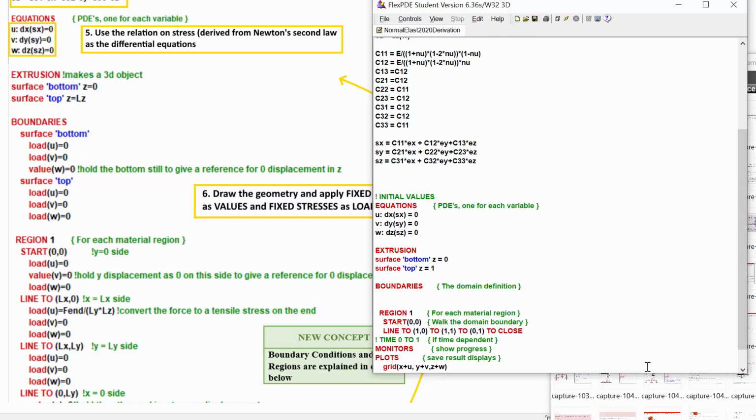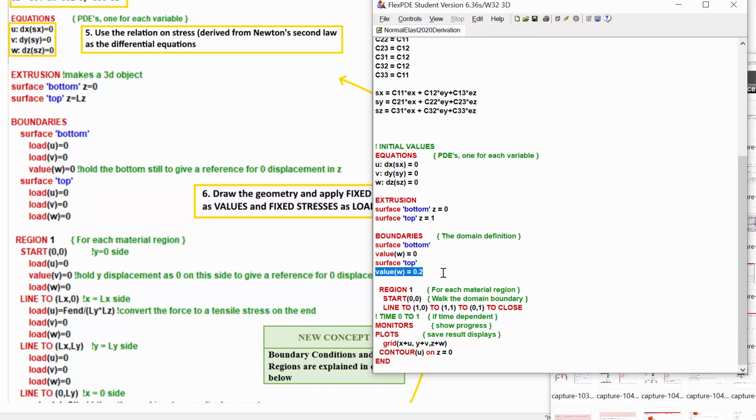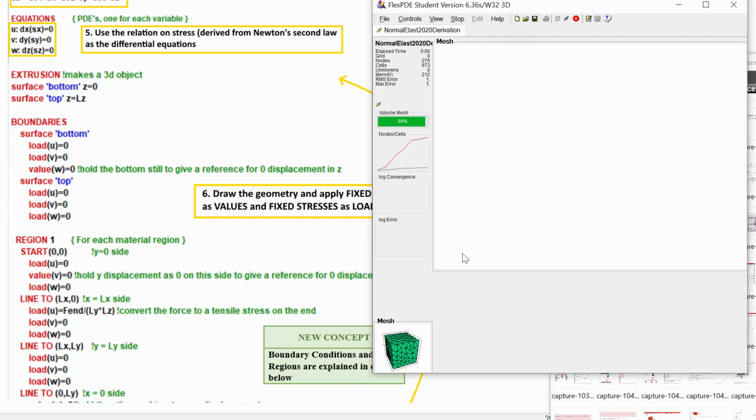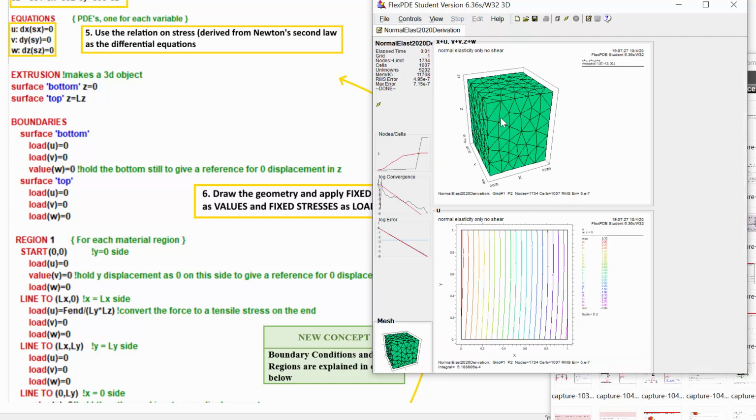So first let's go in here and we'll say surface bottom, same name we gave it up there, value W is 0, surface top, value W is equal to 0.2. Stretch it to a displacement of 20 centimeters on the top and hold the bottom still. Let's see what happens. Okay, look at that.